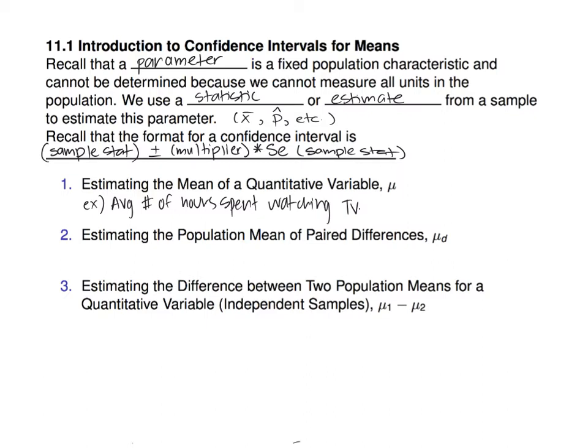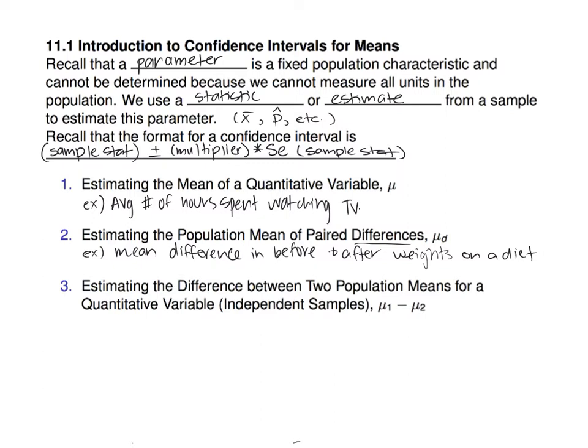If you have something that deals with paired differences, you have to have some kind of natural pairing. And a really common way for that to occur is to do before and after measurements. So, for example, the mean difference in before and after weights on a diet, something like that.